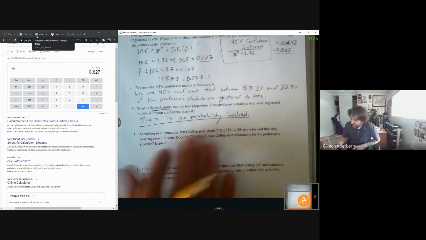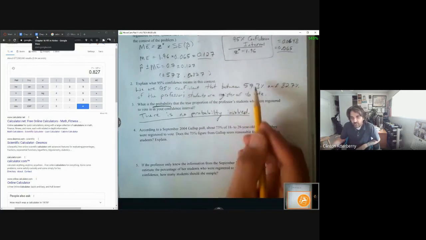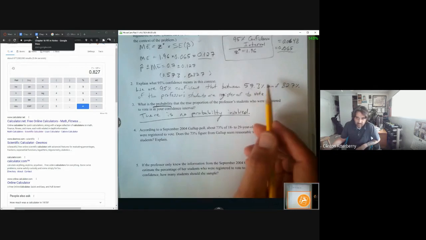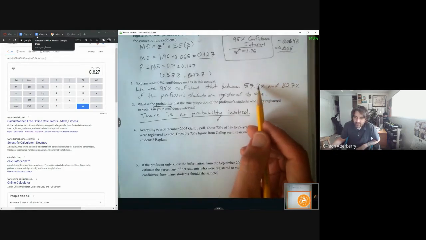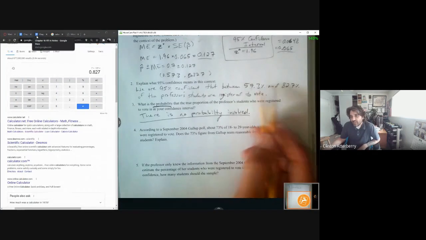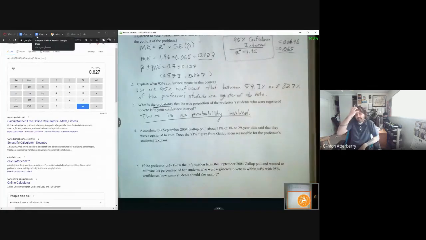What they say is that with this interval, any number is just as likely as any other number. That 57.3% is just as likely as 76.2% or 68.5%. They say any of these numbers are just as likely. All you are is capturing a window.